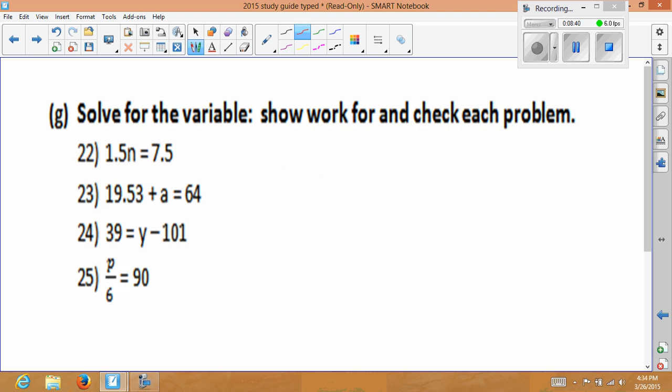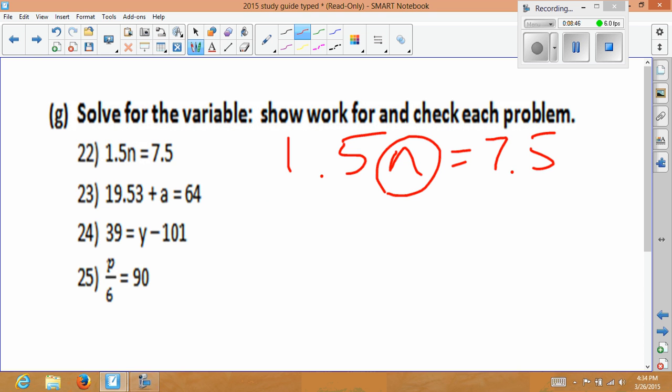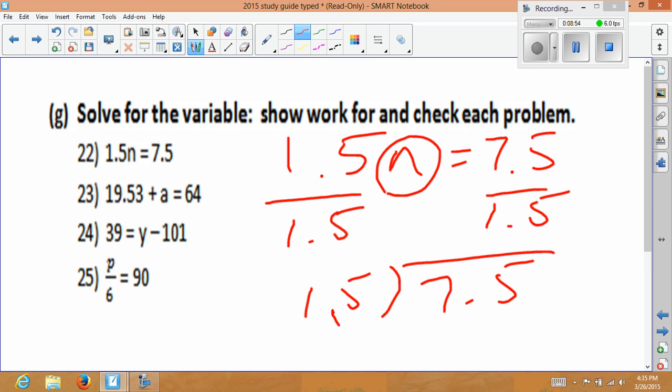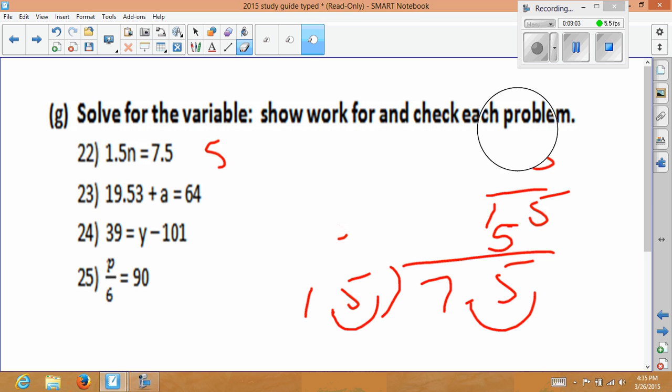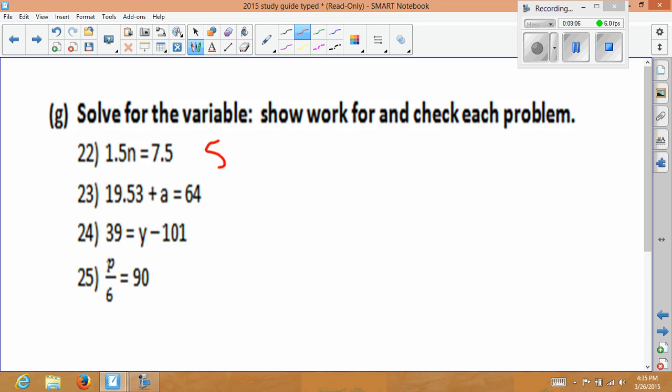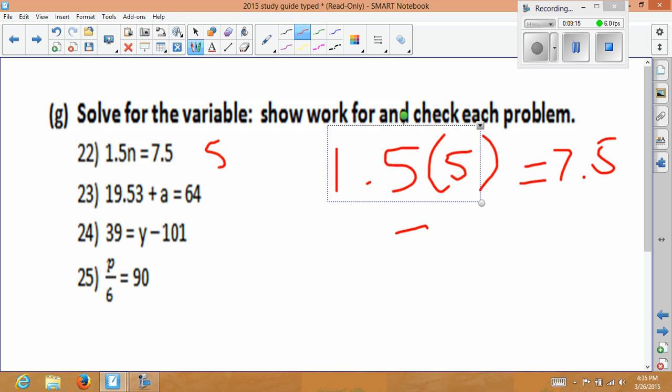Okay, next one, solve for the variable. 1.5n equals 7.5. Who's the variable? N. What's happening to it? It's getting multiplied. What are you going to do? Divide both sides. Go ahead and write it like this. Move your decimal point. Move your decimal point. 15s and 75. There are 5. So n equals 5. Then they ask you to check it. So that means that I am going to take my 5 and I'm going to put it back into my equation. So I'm going to have 1.5 times 5 is equal to 7.5. Do the math. 7.5 equals 7.5. Boom, I'm right.